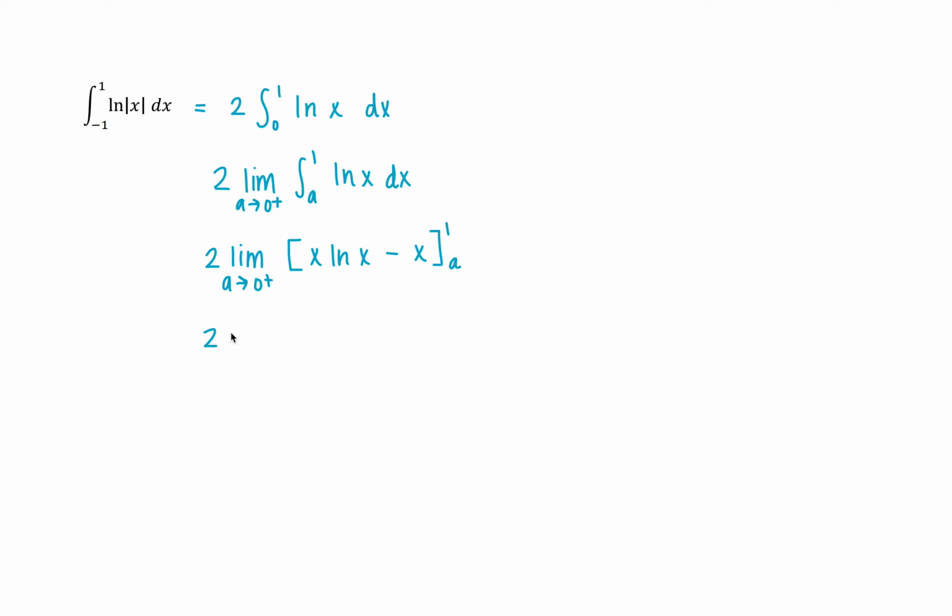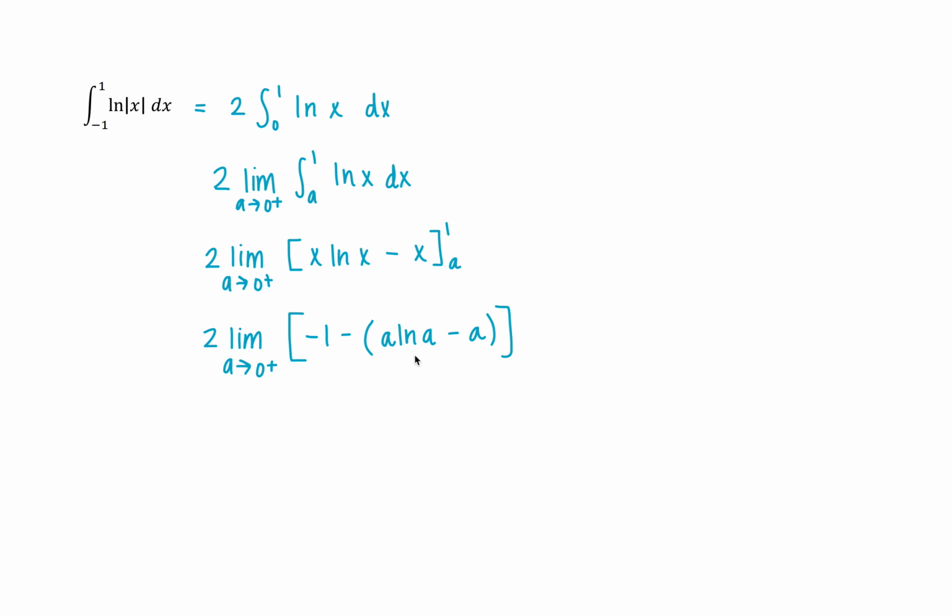So I have twice that limit. Starting with the 1, I've got 1 times the natural log of 1. The natural log of 1 is 0, so that part's just a 0, then minus 1. Then we have minus a times the natural log of a minus a. Now, as a goes to 0, this last term will go to 0. The limit as a goes to 0 of just a is 0.